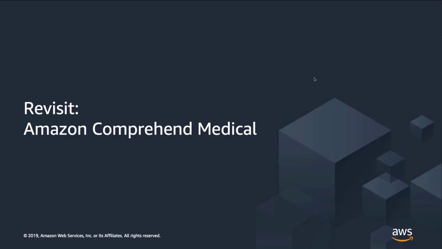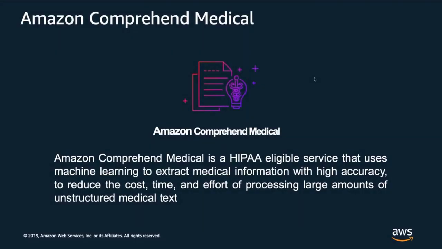Before going further, I'd like to take a quick moment to also revisit Amazon Comprehend Medical, right? Amazon Comprehend Medical is a HIPAA eligible service that uses machine learning to extract medical information with very, very high accuracy with the purpose of reducing cost, time, and the effort involved in processing large amounts of unstructured medical text.